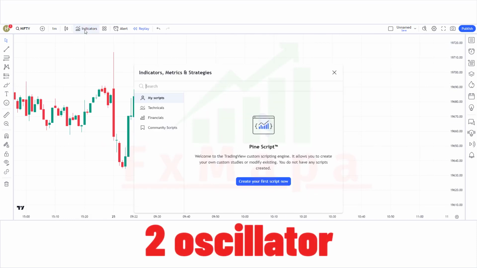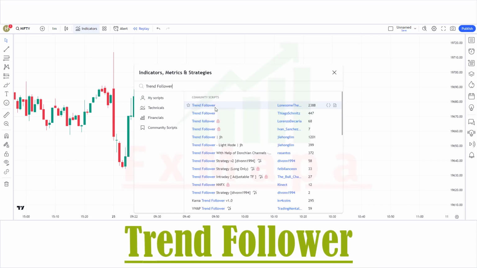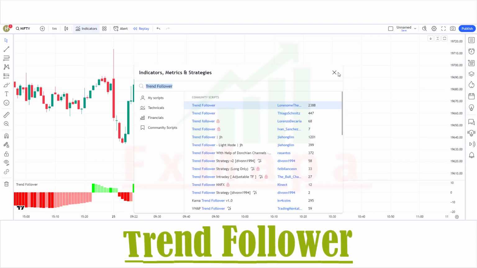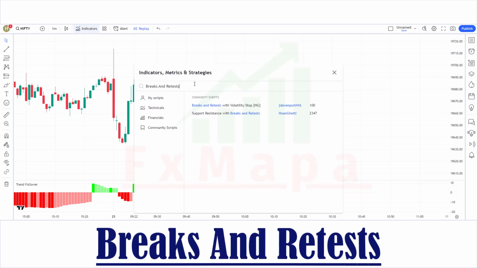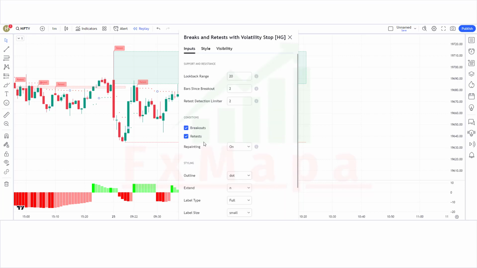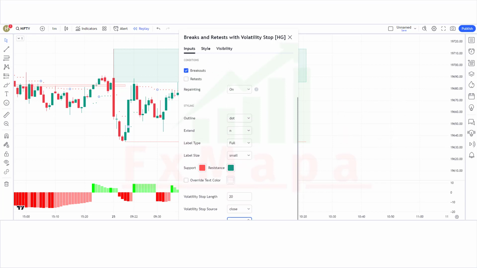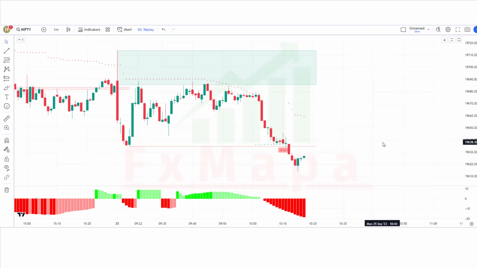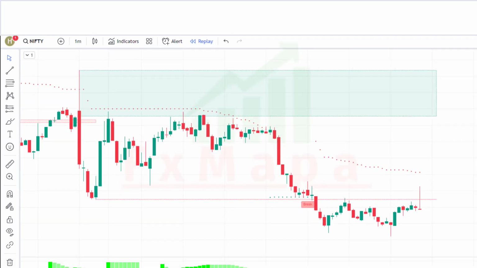In this setup we would require two oscillators. First indicator name is trend follower. Second indicator name is breaks and retests. Keep the indicator settings as I have shown here. Setup is ready. We are going to test this strategy on 1 minute time frame in Nifty chart.